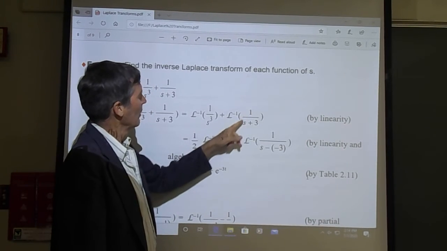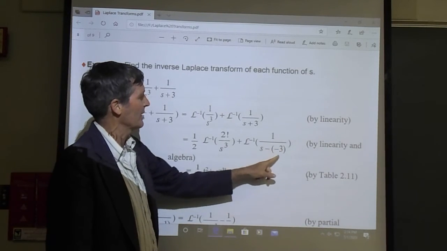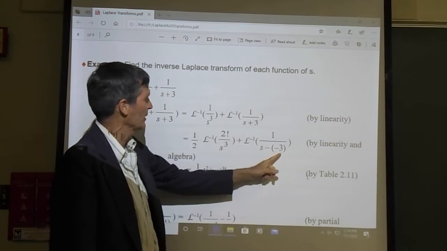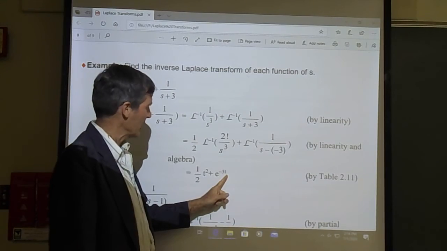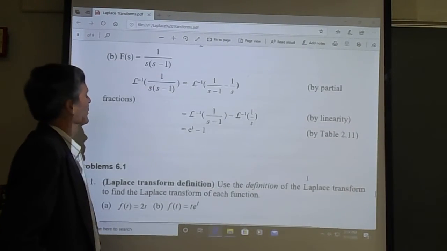Similarly over here, 1 over s plus 3, if I write it as 1 over s minus a negative 3, I recognize that's the transform of e to the minus 3t. And so from the table I get this back, table 2.11 here. There's how you do inverse transform.